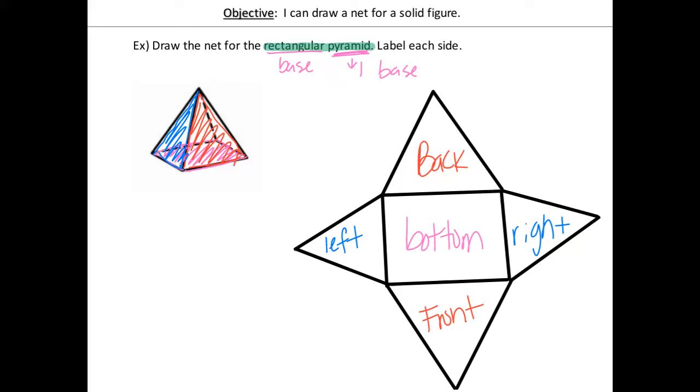All right, so the next one, I want you guys to practice. See if you guys can visualize what the picture is going to look like. But let's talk about the name of it. This is draw the net for the triangular pyramid. So notice it says it's triangular. That means that the base is a triangle. So you can see here the triangle at the bottom.